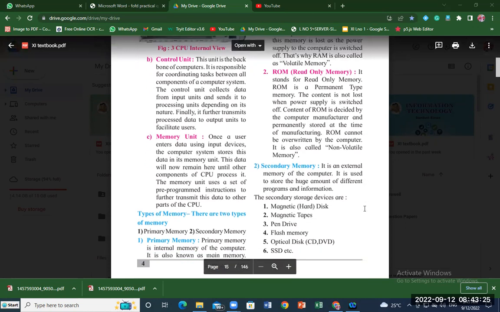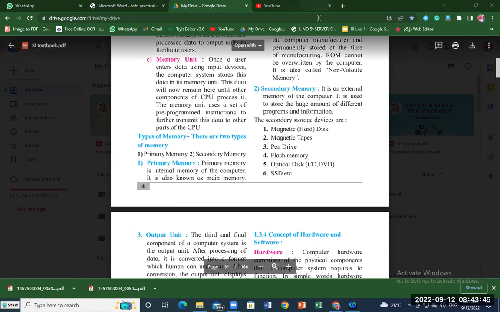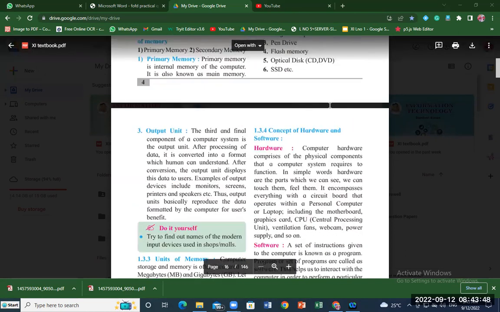Okay. Secondary memory. Secondary memory is an external memory of the computer. It is used to store huge amounts of different programs and information. Examples are magnetic or hard disk, magnetic tapes, pen drives, flash memory, CD, DVD, SSD, etc. So these all are secondary memory.